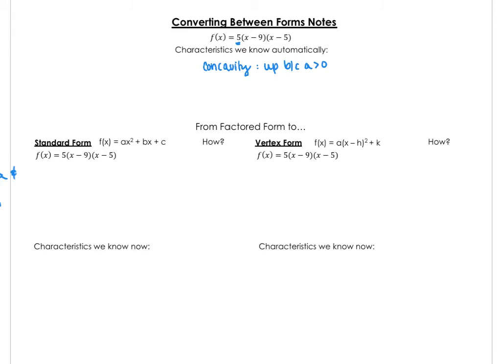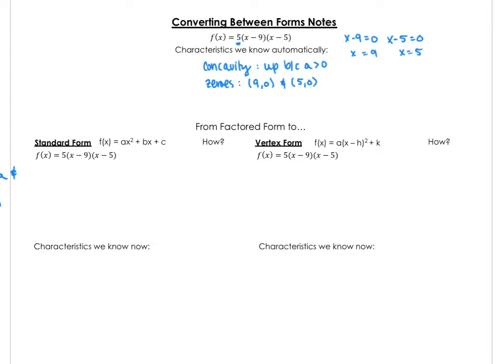And the other thing we can get from factored form are the zeros, or the x-intercepts. To get that, we use the zero product property, so x minus 9 equals 0, and x minus 5 equals 0. So that means x is going to be 9, and x is going to be 5. Written as ordered pairs, it's going to be (9, 0) and (5, 0). So in order to get the other characteristics, we have to convert it to the other forms.